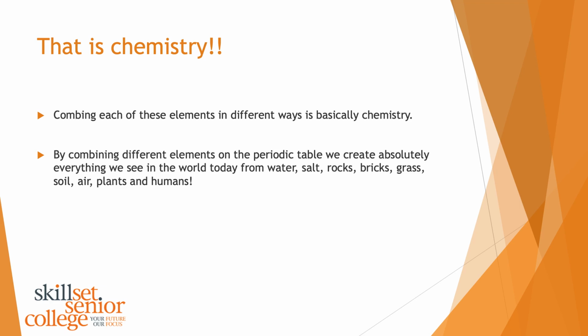And that's basically chemistry. That is what chemistry is all about. We can combine each of the elements on the periodic table and create completely different things from what the atoms look like. So by combining different elements in the periodic table, we create absolutely everything we see in the world today, from water, salt, rocks, bricks, grass, soil, air, plants, and humans. We're all made of different combinations of these elements in a very similar way to what I've just shown you. So if you think how many elements are on the periodic table, there's so many combinations and compounds and mixtures that we can make from that. It's fantastic.